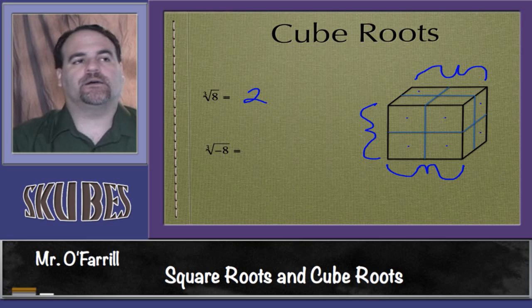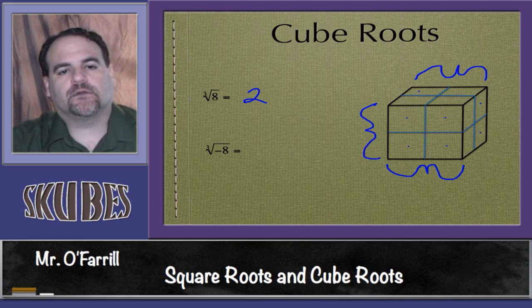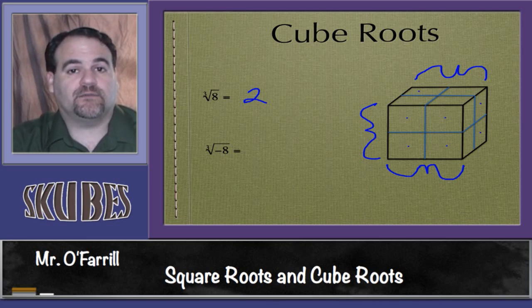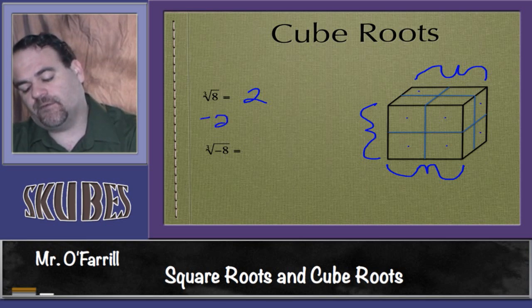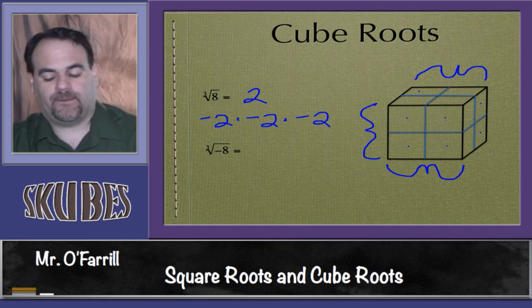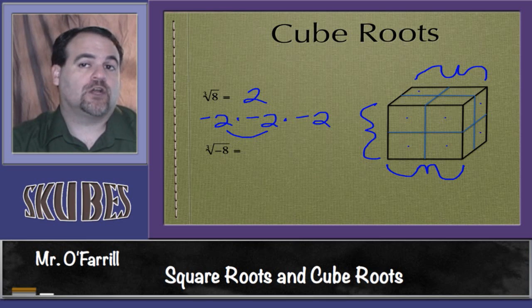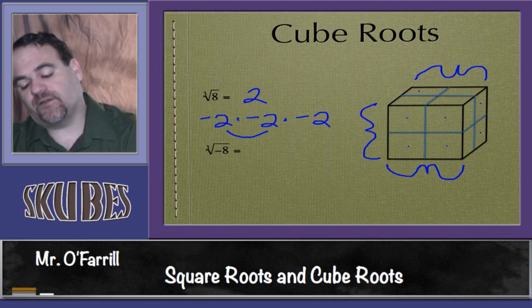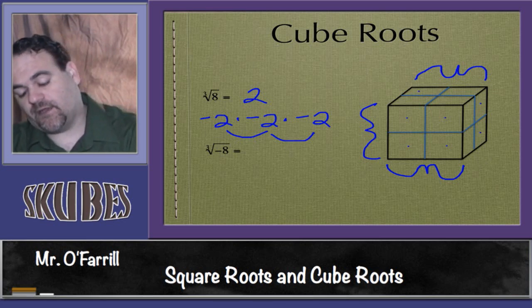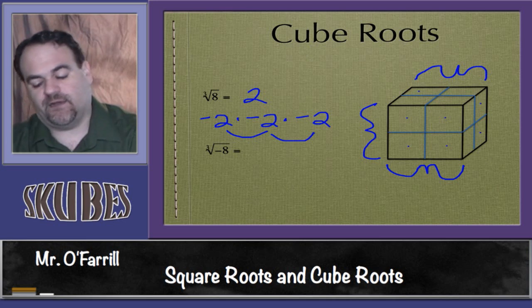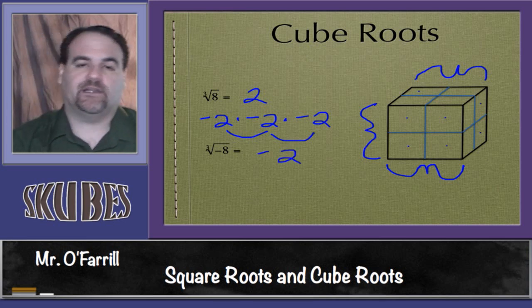Well, you can't even make a square number negative, can you? Because you're multiplying 2 numbers. It's going to be positive because they're the same. If we tried multiplying negative 2 times itself 3 times, what's going to happen? Negative times negative is positive, times another negative is negative. So here we can say that the cubed root of negative 8 is negative 2.